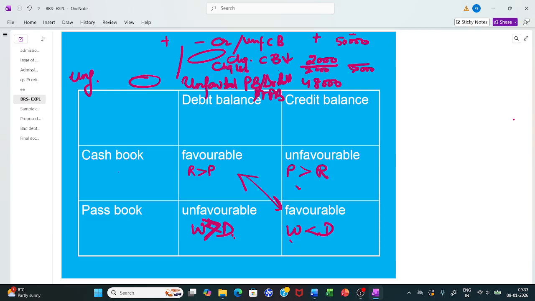So that's how you can do the BRS questions. Adjusted cash book is not given as a part of it. This is the normal preparation of a bank reconciliation statement.